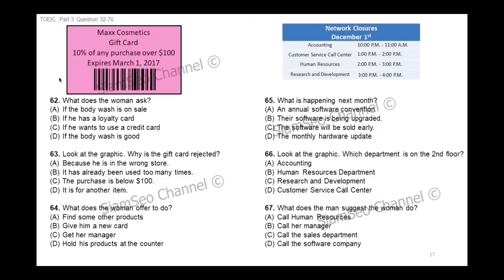Number 65. What is happening next month? Number 66. Look at the graphic. Which department is on the second floor? Number 67. What does the man suggest the woman do?